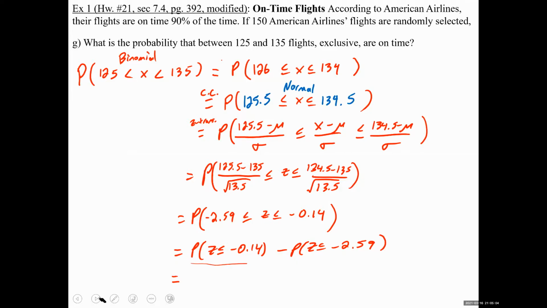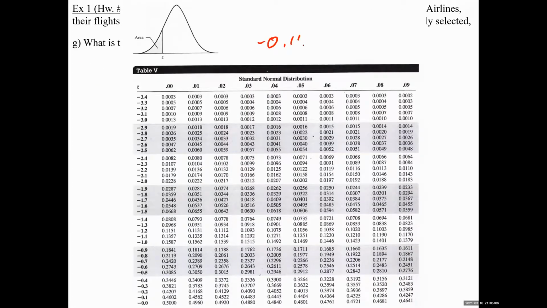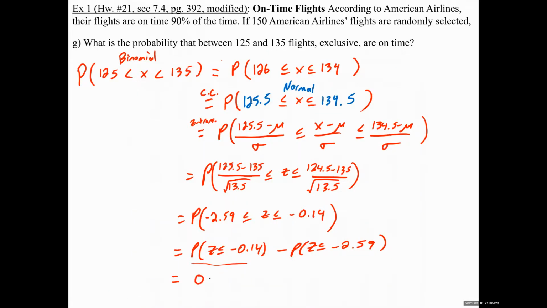Let's go to the table, negative 0.14 we're looking for. Here's negative 0.1, and then the last digit 4 over there. So you go like this, and like that. Looks like these lines meet at 0.4443. That's this number here. Minus.